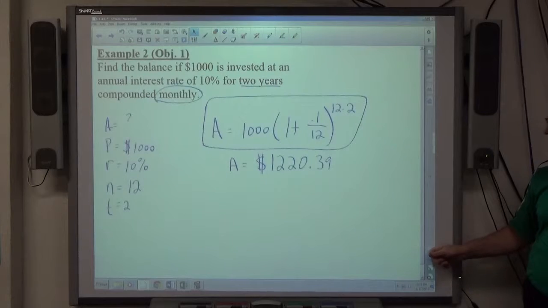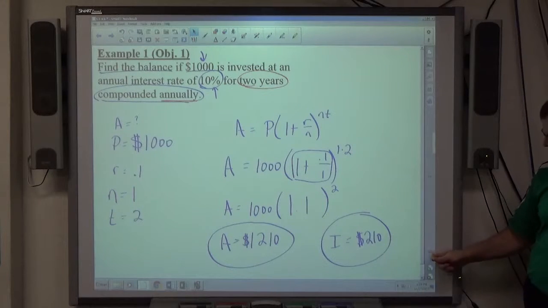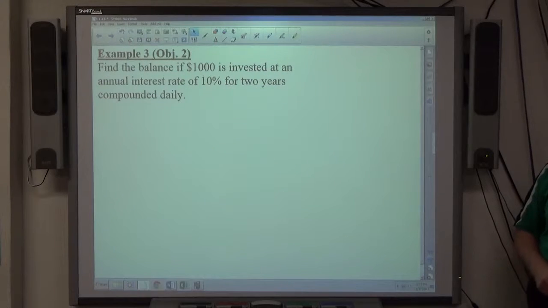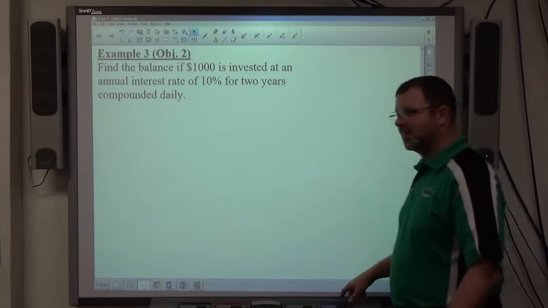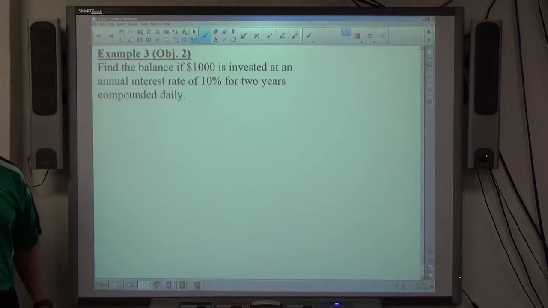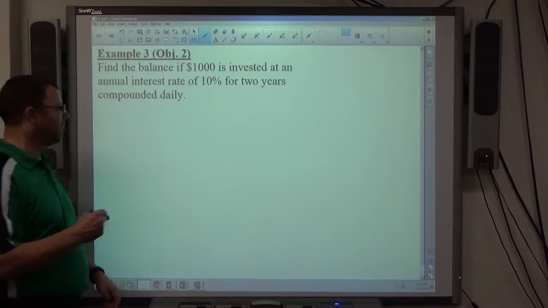So right now we know 1210 was what we started off with annually. We did it monthly, that got us $10 more. So now we're going to do it 365 times twice, so 730 times, compared to 24 times. Will it be a lot more money, or a little bit more money?